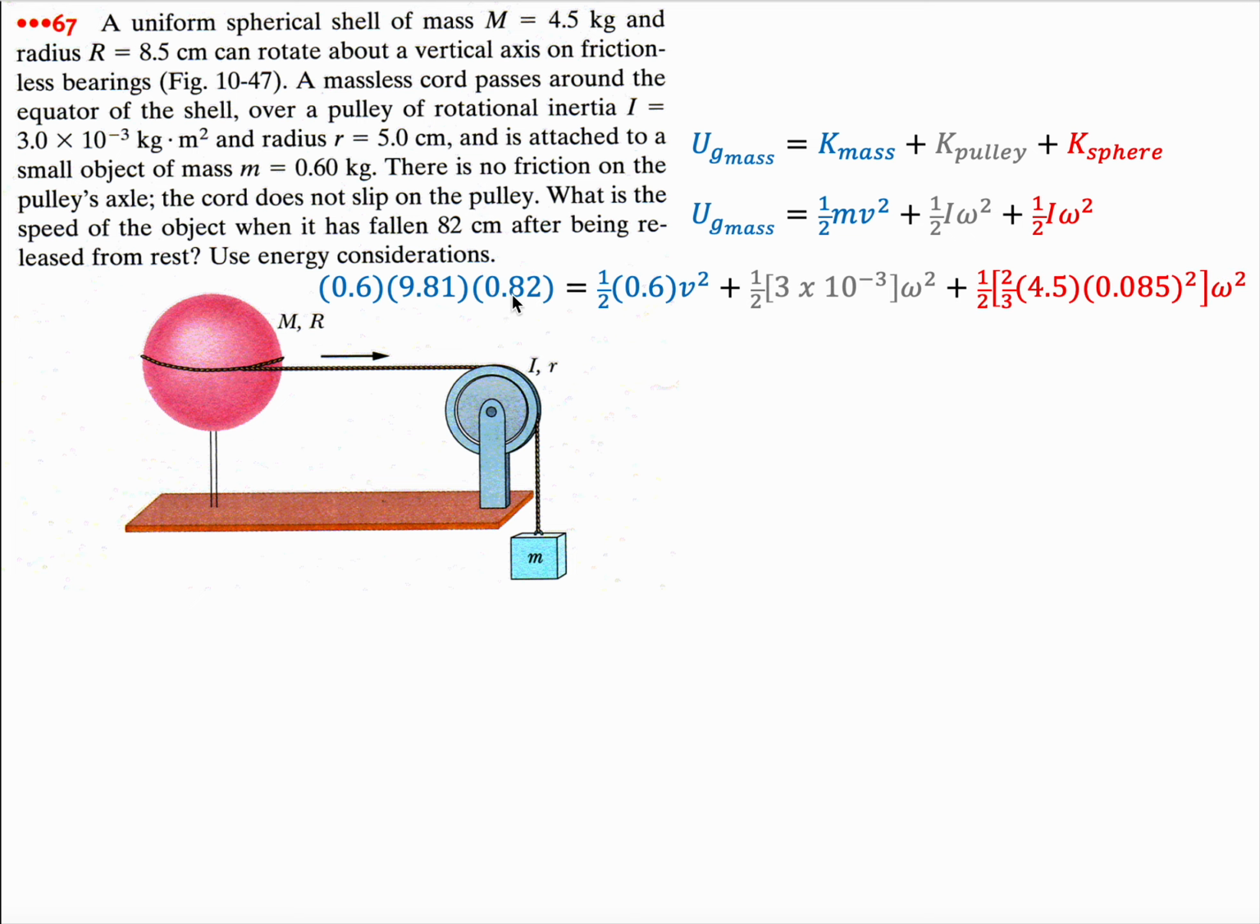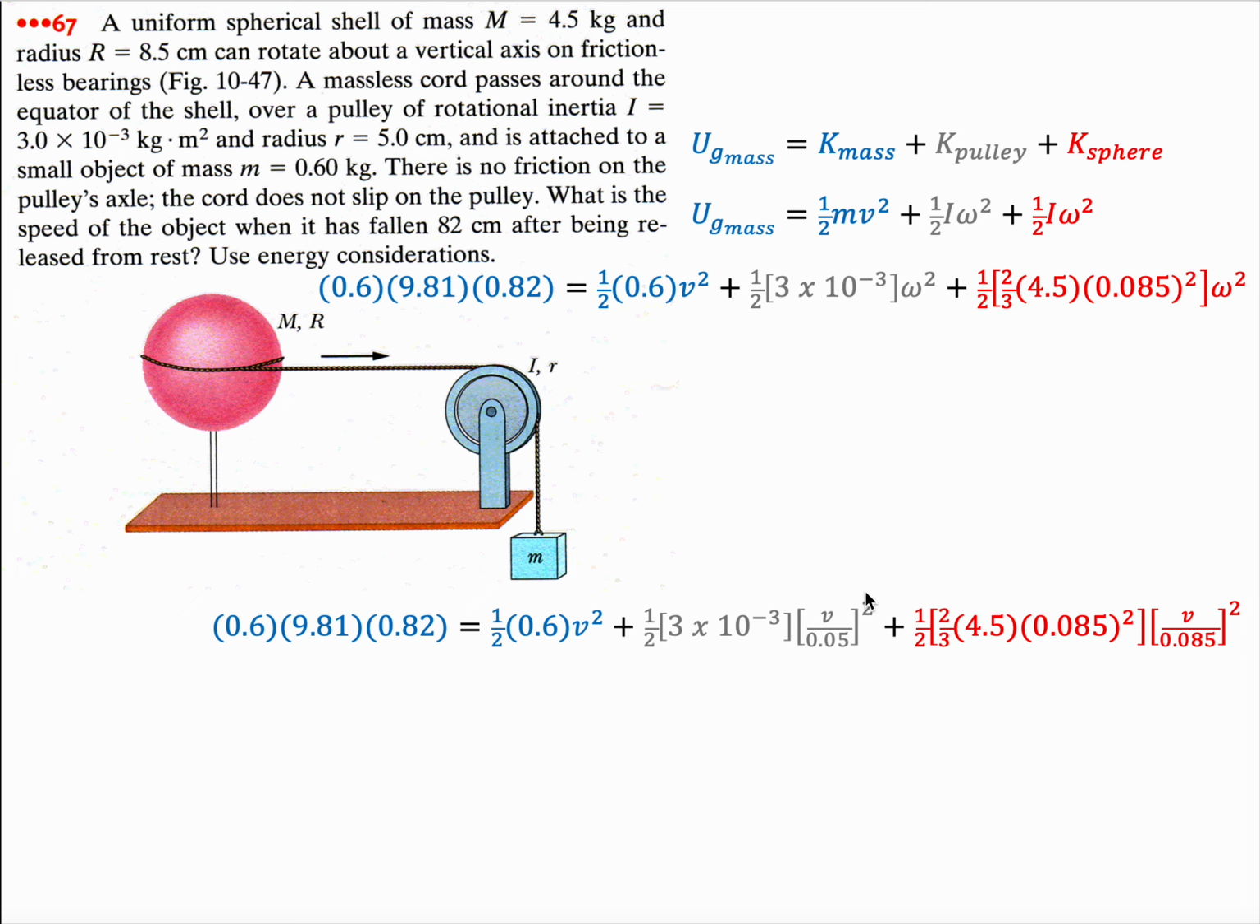Plugging in our numbers, the mass is falling 82 centimeters, so that times 0.6 kilograms equals the kinetic energy, 1/2 times 0.6 kilograms times v squared, plus 1/2 times I, and they give us the rotational inertia of the pulley, 3 times 10 to the minus 3, times omega squared, plus 1/2 times I. For a spherical shell, it's 2/3 mr squared, times omega squared. You can solve a lot of that. I'm going to put it down here. But there's one substitution I'm going to make.